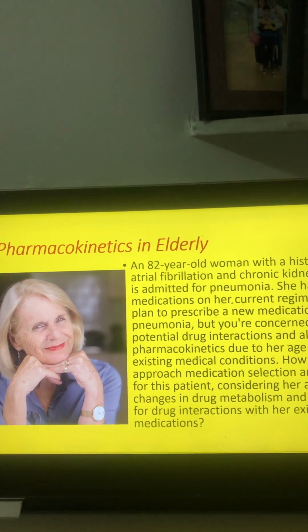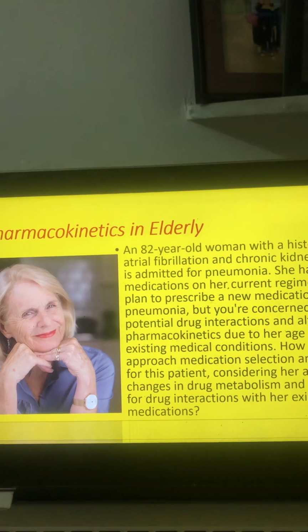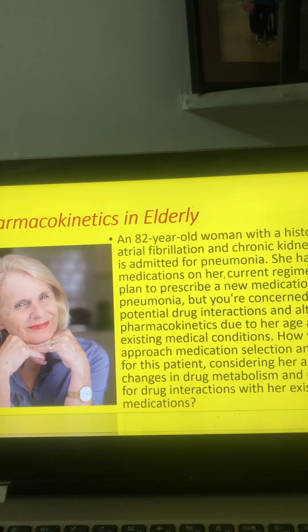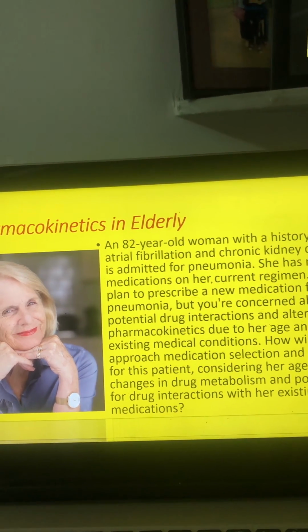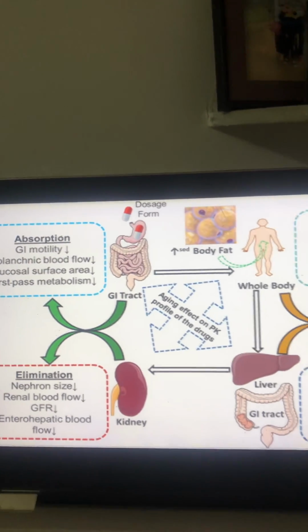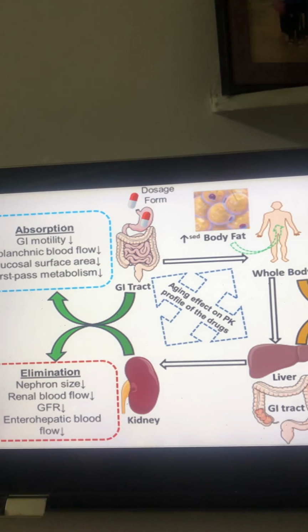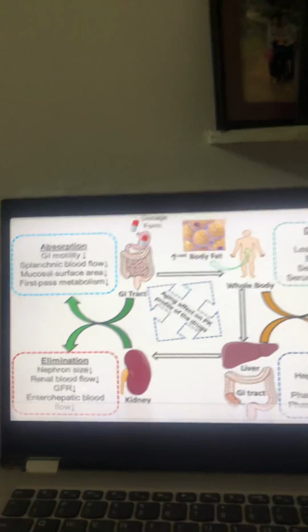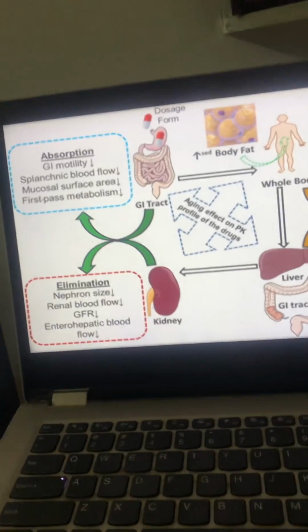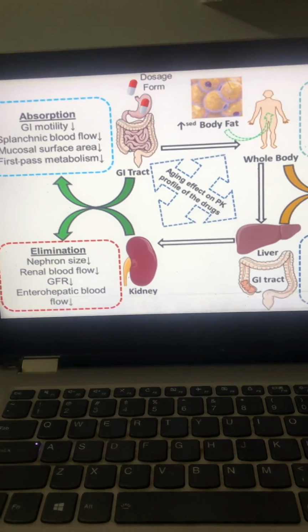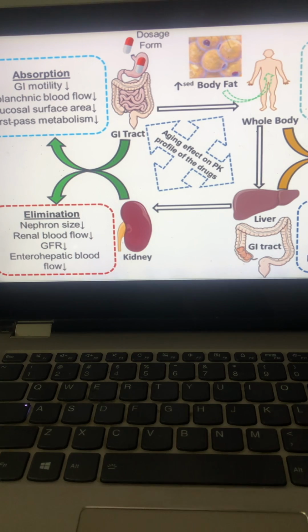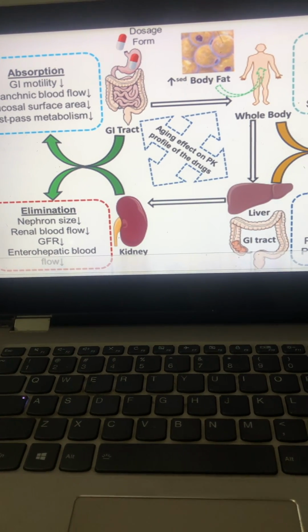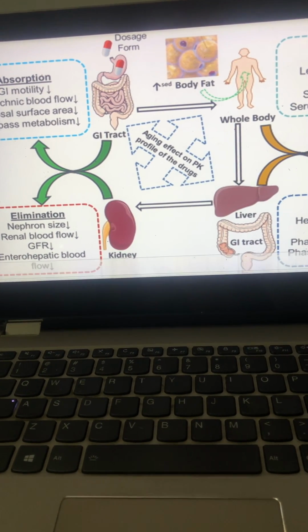So just boggle your mind. What can be the pharmacokinetic factors which influence with age? What can be the possible drug interactions? So this chart I am showing you is showing altered pharmacokinetics in the elderly. Absorption: GI motility, splanchnic blood flow, mucosal surface, and first pass metabolism, all these factors decrease, affecting absorption.